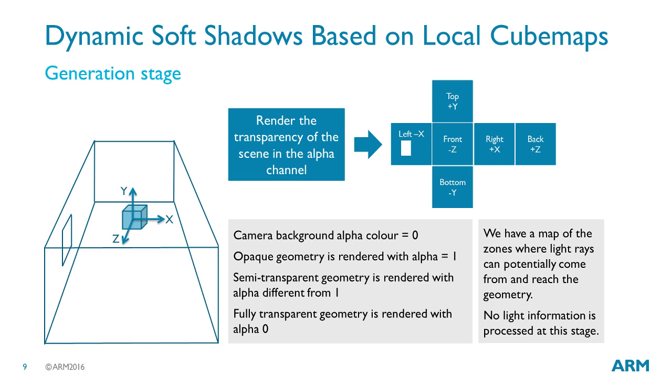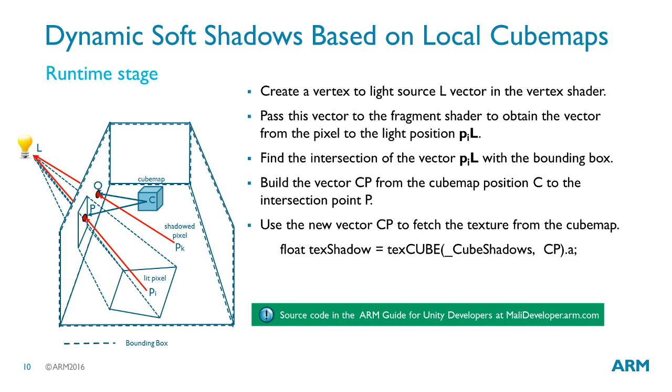So that was offline when we are rendering our cube map. At runtime, what we do is first in the vertex shader, we build a vector from the vertex to the light. We build a vector-to-light vector, and we pass that vector to the fragment shader as a varying, in such a way that the vector will be interpolated by our hardware.